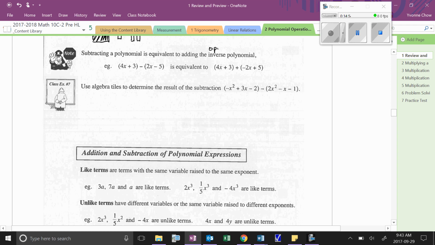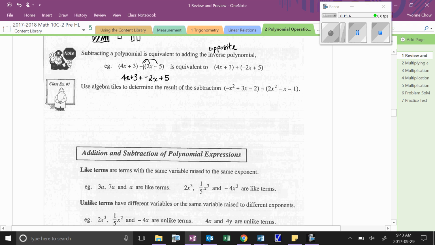So subtraction, the easiest thing to do with subtraction is to add the opposite, the inverse or the opposite polynomial. So that is essentially just like what we typically would do, which is to distribute a -1 in. So that gives us then 4x plus 3, and then that is plus -2x, and then plus 5.